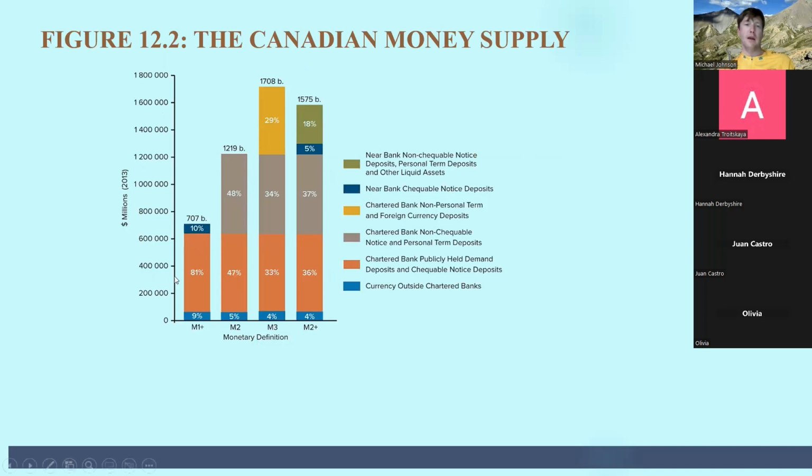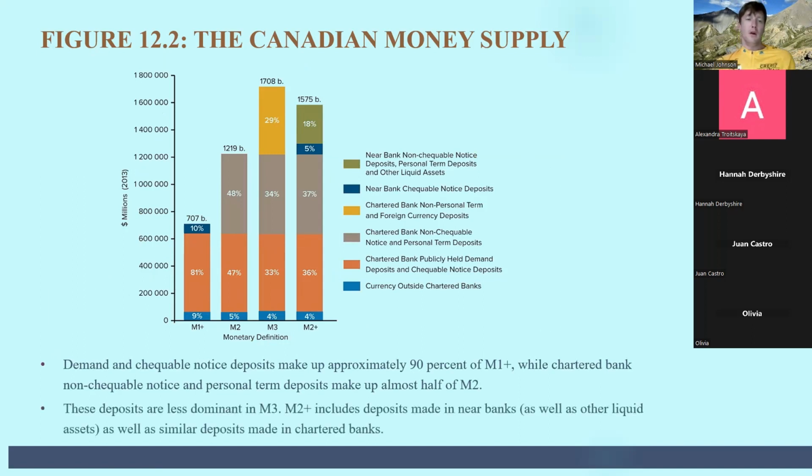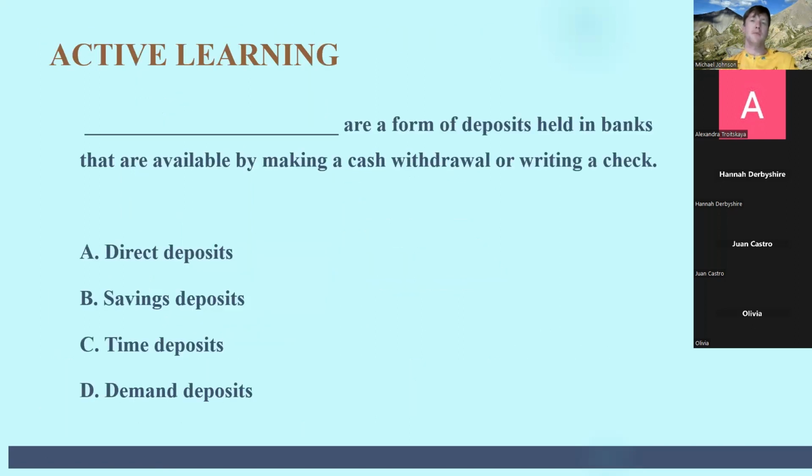So this is a graph showing M1 plus, M2, M3, M2 plus. In this case, M1 plus is the smallest. Demand and checkable notice deposits make up approximately 90% of M1 plus, while charter bank and non-checkable notice and personal term deposits make up almost half of M2. These deposits are less dominant in M3. M2 plus includes deposits made in near banks as well as other liquid assets, as well as similar deposits made in charter banks.